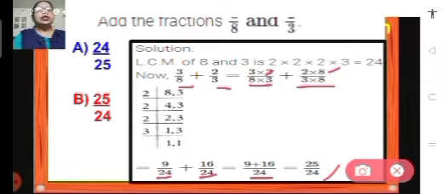So, on adding these two fractions, what do we get? We get 25 upon 24. B is the right option.